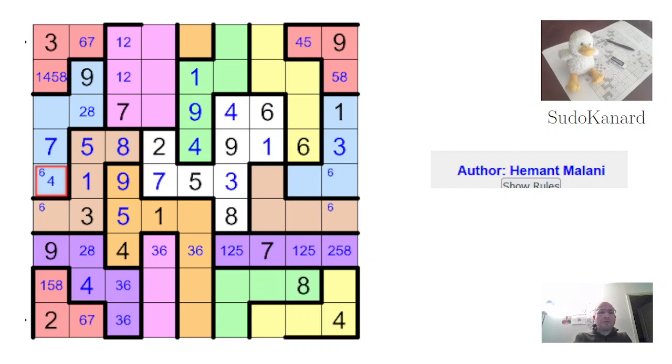So this is from 4, 6, 8. This is from 2, 4, 8. But 8 is already in this region. So that's 2 or 4. This is from 2 and 4, which makes a 2, 4 pair. So that's 4 or 6 or 8, and that's also 6 or 8.